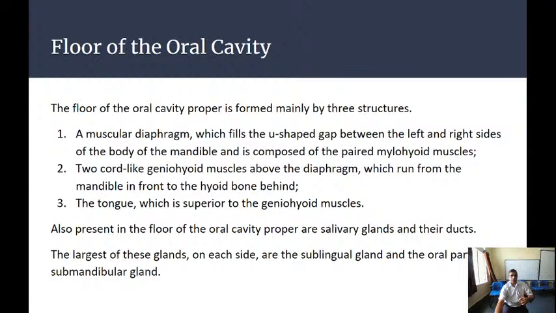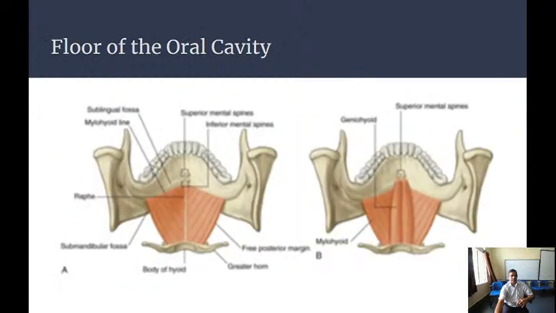Now the floor of the oral cavity we have already described earlier, and for diagrammatic understanding, this is the muscle. This is the mylohyoid line which is attached to the mandible, and this is the hyoid bone. So there is a muscle which is just horizontal, and above that there is another muscle from the genial tubercles to the hyoid, which is called the geniohyoid muscle, which also forms the floor of the oral cavity.